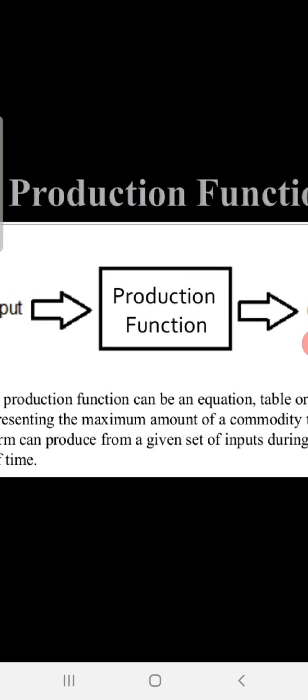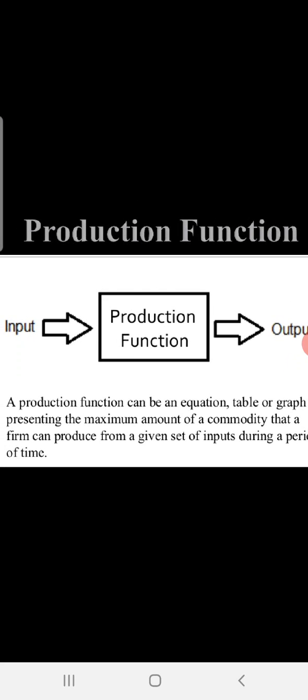But when you compare the input with output, how much input you are using, and with the help of that how much output you are producing, that is called as production function. Here the definition is given, you can read it. The production function can be the equation or the table presenting the maximum amount of a commodity that firm can produce from the given set of input during the period. Here the period is very much important.